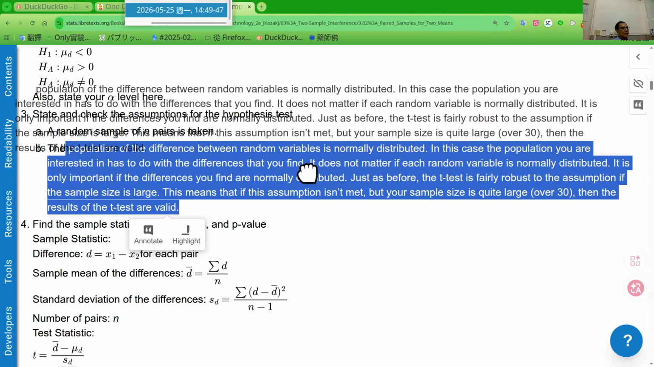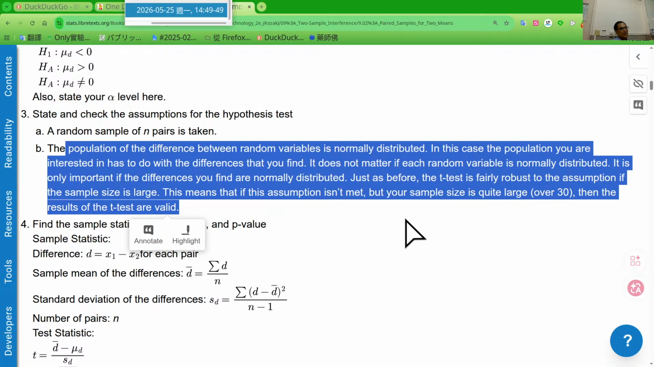Okay. It does not matter if each random variable is normally distributed. It is only important if the differences you find are normally distributed. Just as before, the t-test is fairly robust to the assumption if the sample size is larger. This means that if this assumption isn't met, but your sample size is quite large, generally speaking over 30, then the results of the t-test are valid.